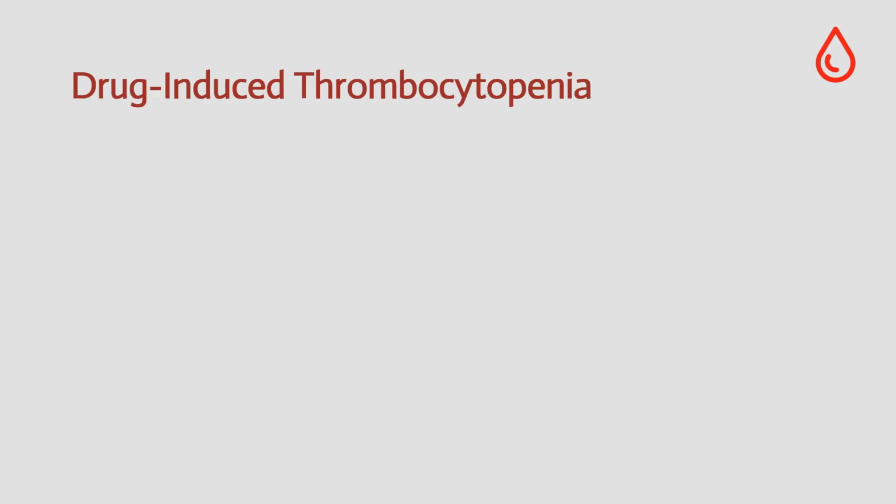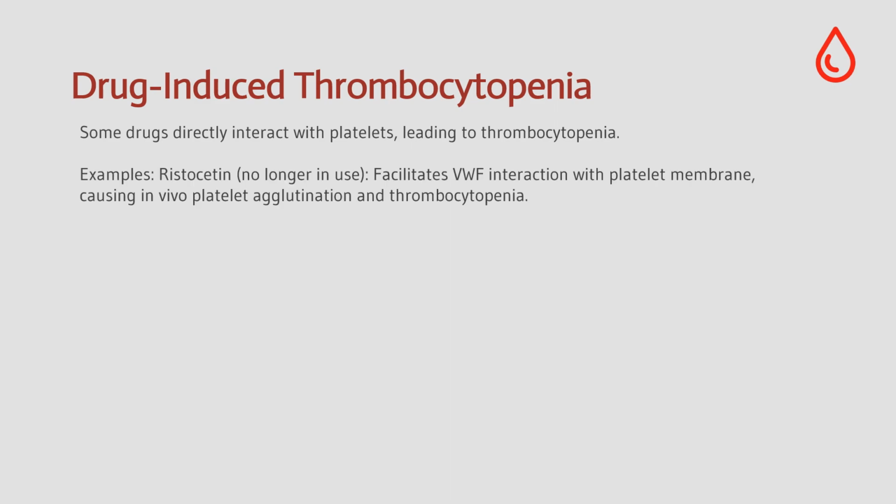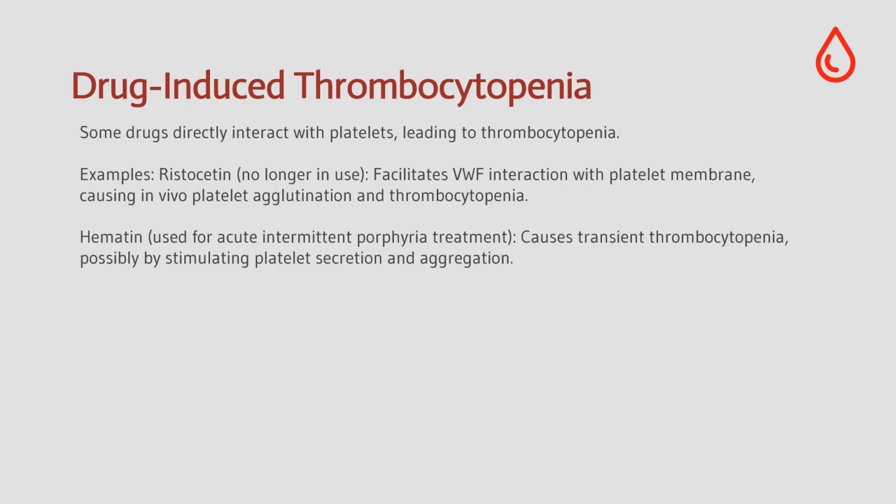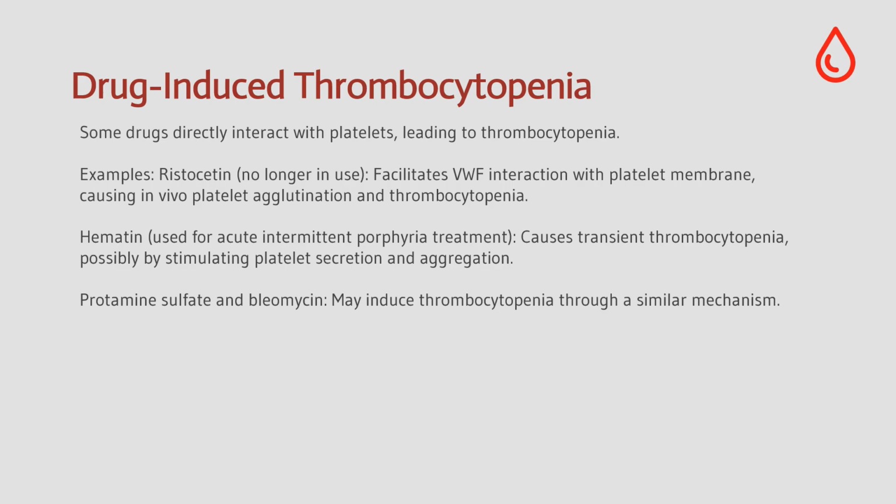Drug-induced thrombocytopenia: direct interaction with platelets. Some drugs directly interact with platelets, leading to thrombocytopenia. Examples: ristocetin, no longer in use, facilitates VWF interaction with the platelet membrane, causing in vivo platelet agglutination and thrombocytopenia. Hematin, used for acute intermittent porphyria treatment, causes transient thrombocytopenia, possibly by stimulating platelet secretion and aggregation. Protamine sulfate and bleomycin may induce thrombocytopenia through a similar mechanism.